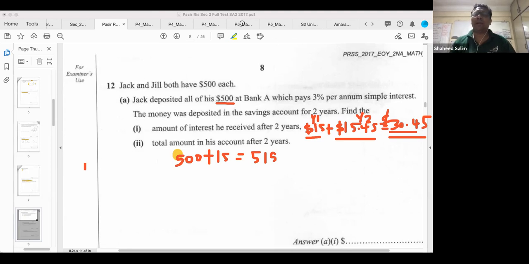But of course, as Muslims, by right, we are not supposed to accept. So some people, they take this money, the $30.45, they don't use it, they go and give it in charity. Some people do that.